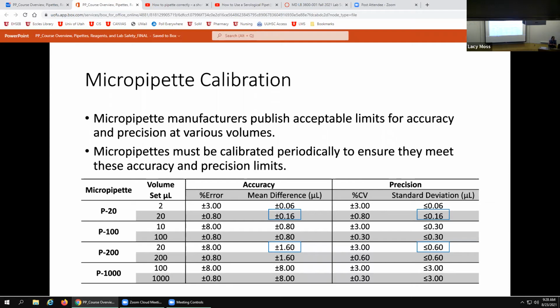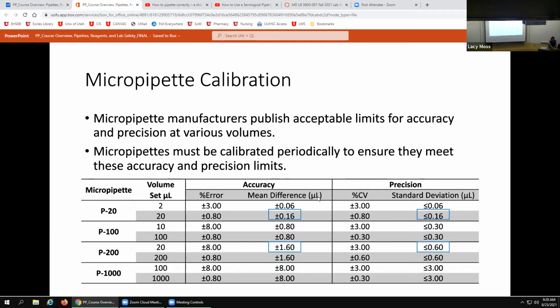All right, so micropipette calibration. The manufacturers of micropipettes have established precision and accuracy at various volumes, and they need to be calibrated periodically, usually every year or every 6 months, depending on the lab, to make sure they meet these accuracy and precision limits so that you are pipetting the volume that you think you're pipetting.